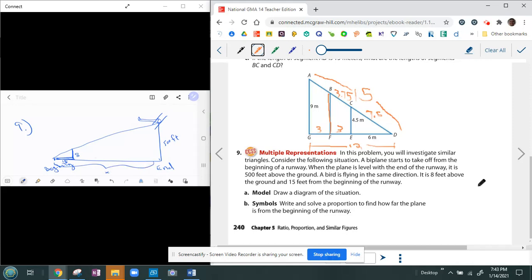So if we start with the x, we go x to 15 equals 500 to 8. Okay, x to 15, 500 to 8. And then when we solve that, it gets us 937.5 feet.